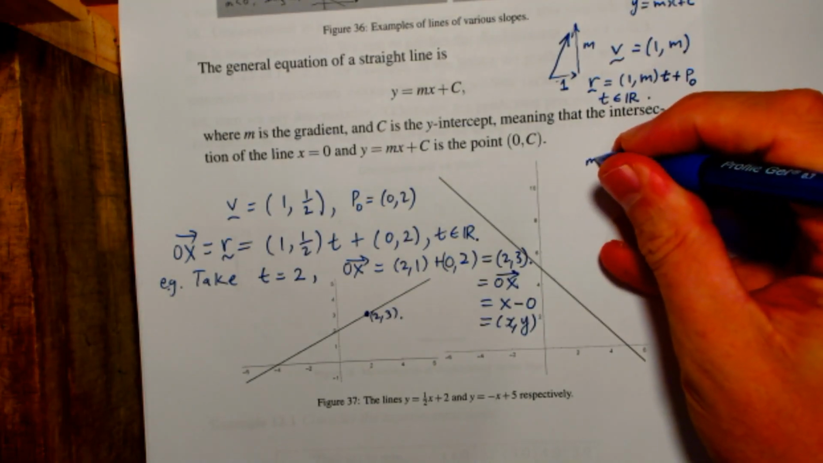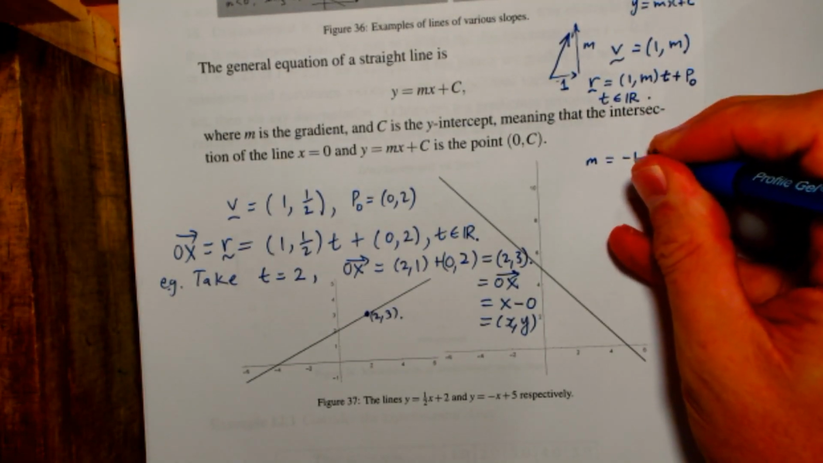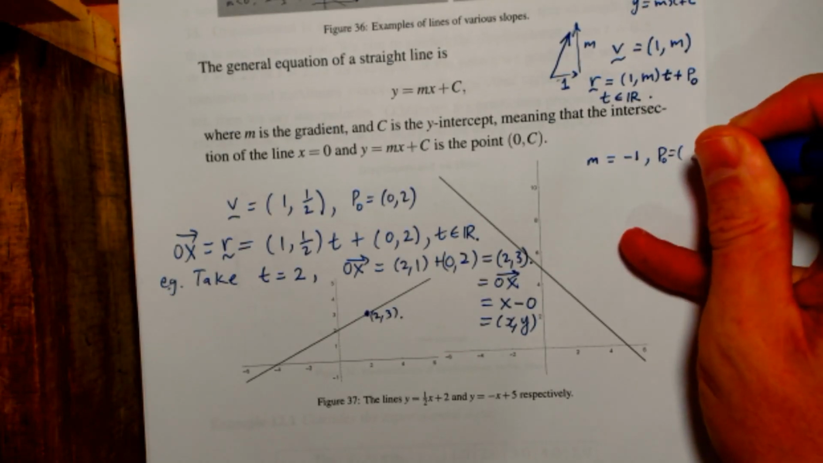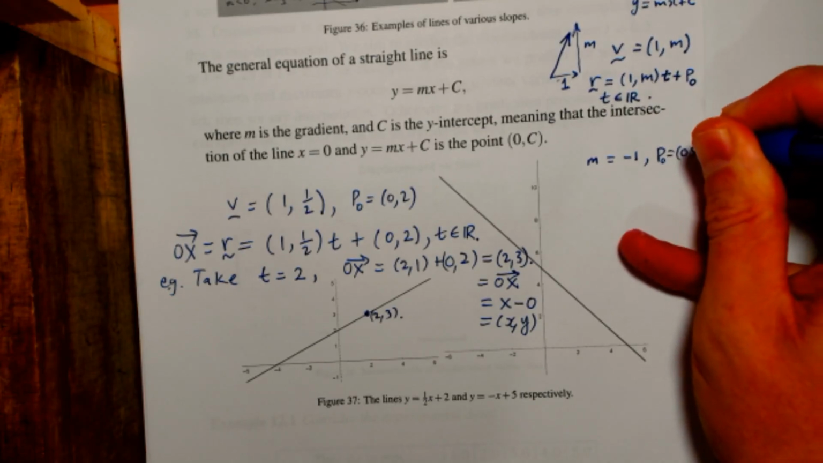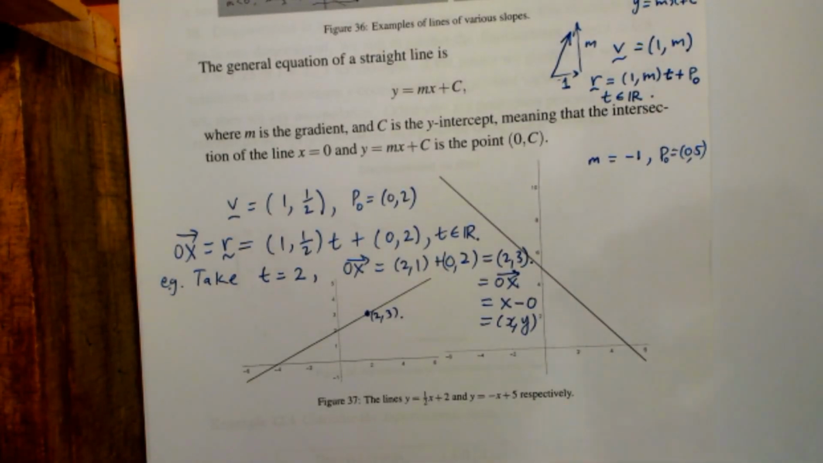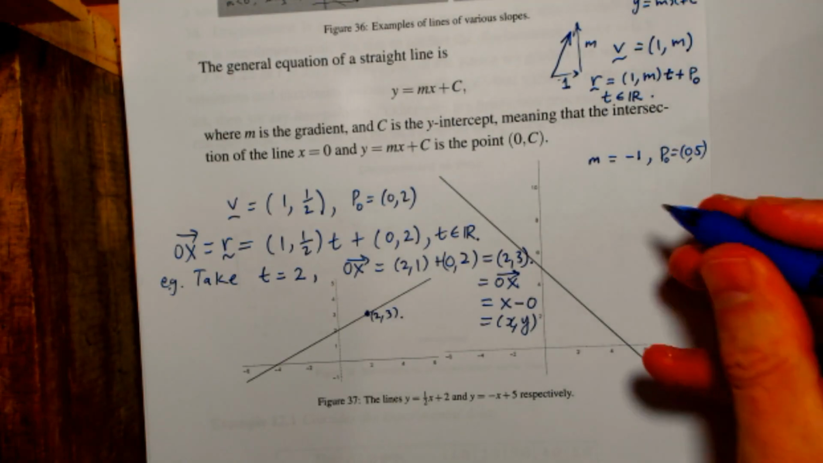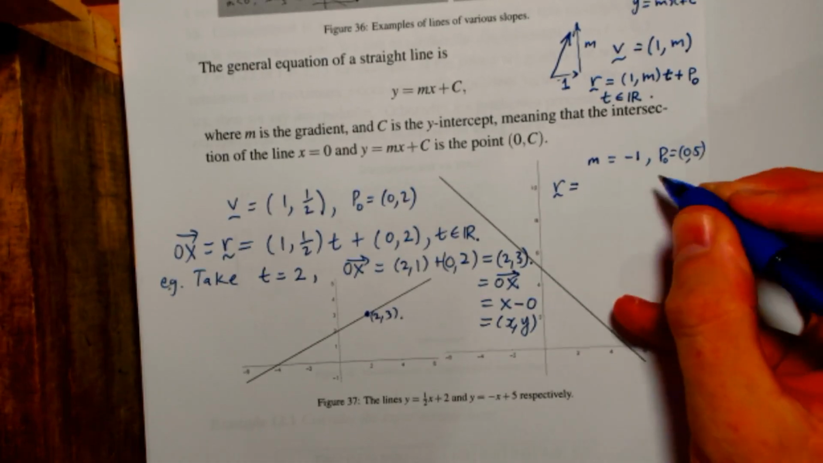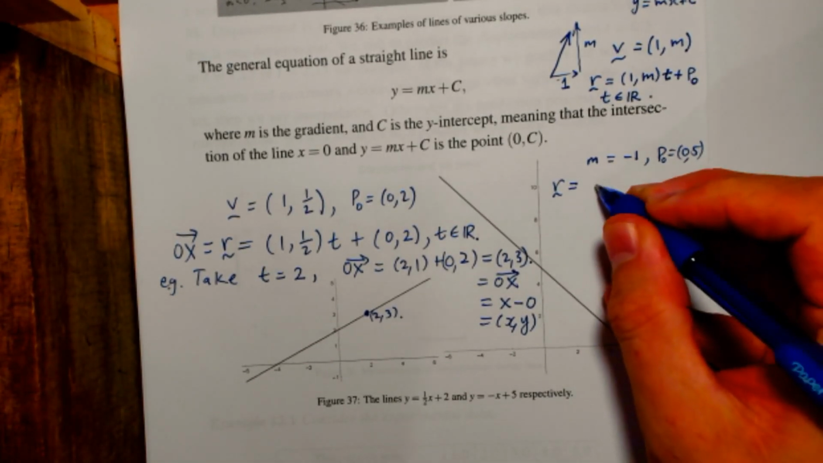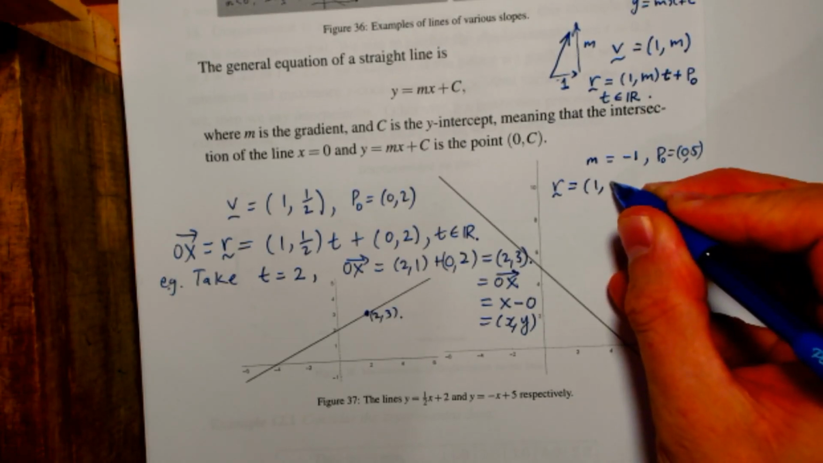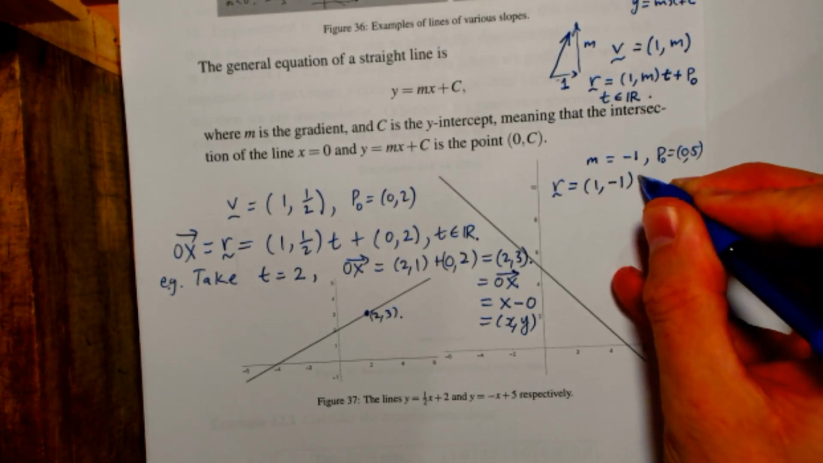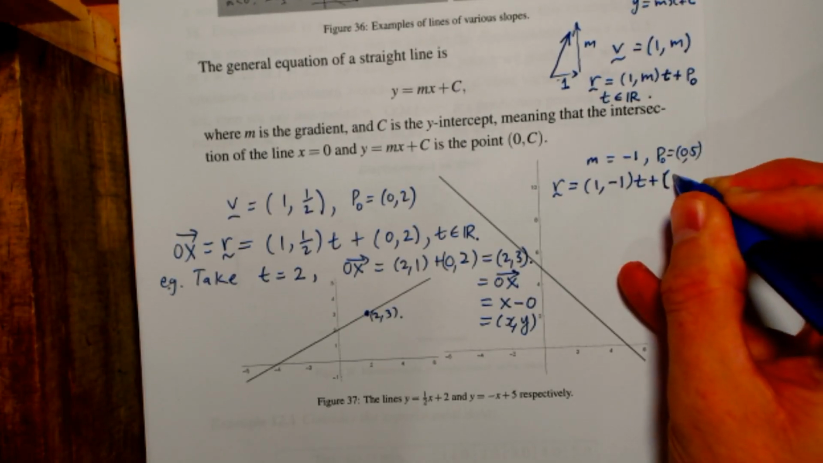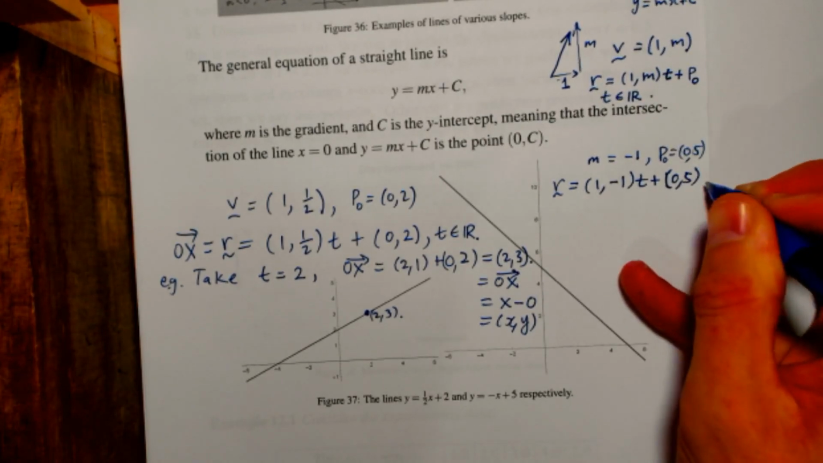So in this case, m is minus 1, and we've got an easy point to choose. We could choose any point. How about (0, 5) is a point on that line. So if I wanted to write this in vector form, then I just say (1, minus 1) times t plus p0, any point that I know is on that line.